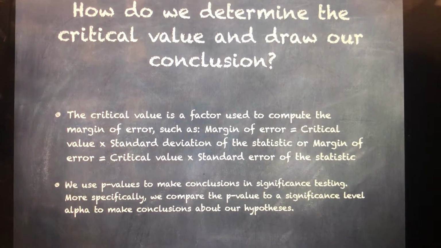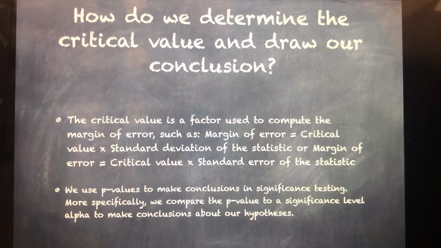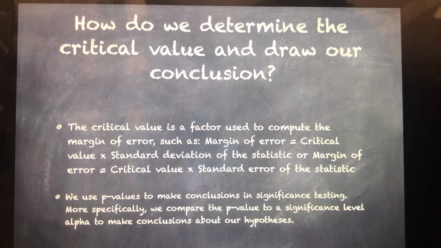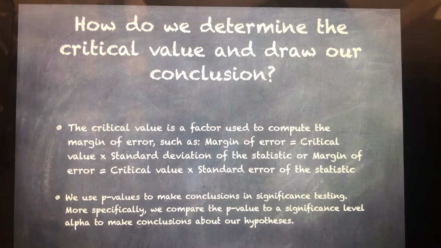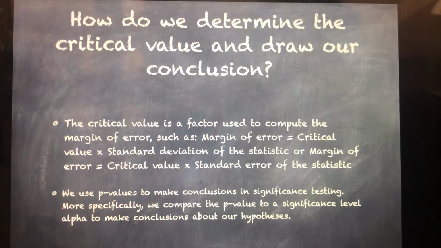So we use p-values to make conclusions in significance testing. More specifically, we compare the p-value to a significance level alpha, to make conclusions about our hypotheses.